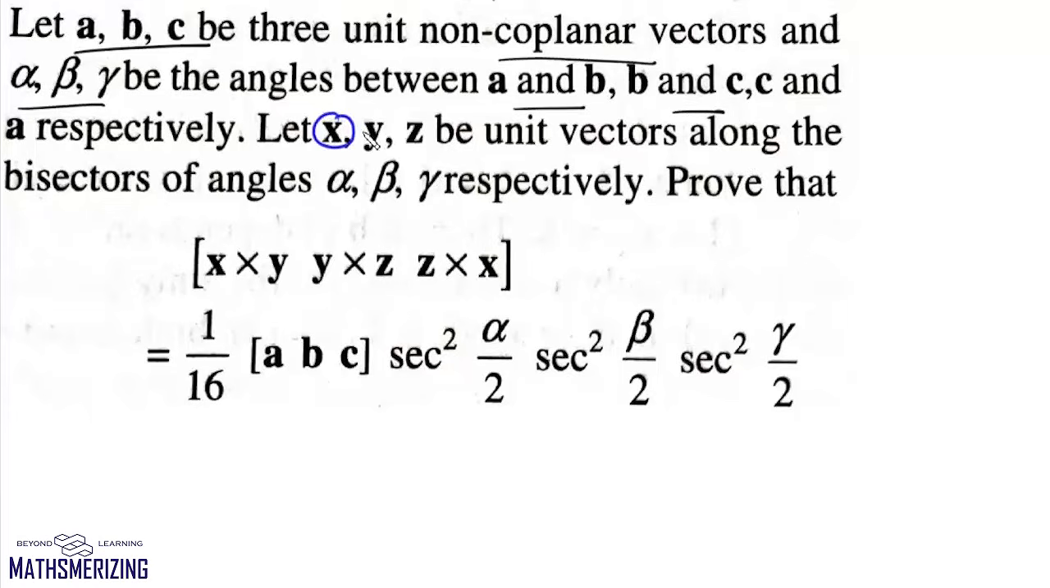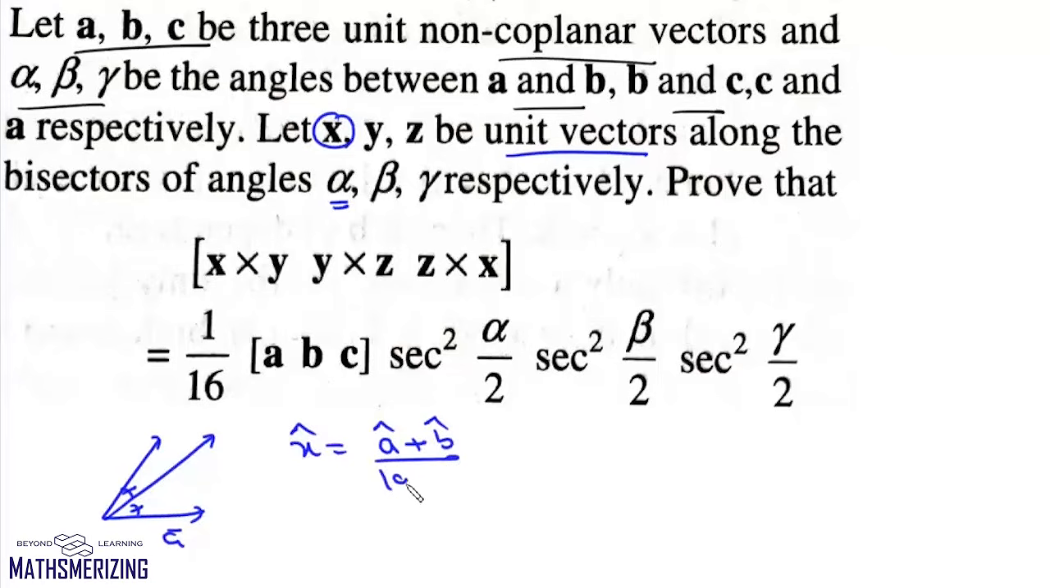Now we know that X is a unit vector along the bisector of angle alpha, and alpha is the angle between A and B. So we have two vectors A and B, and X is the internal angle bisector of A and B. Now we can write this X as A cap plus B cap divided by mod of A cap plus B cap.